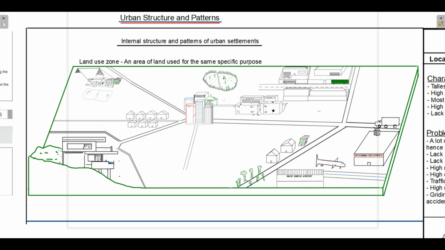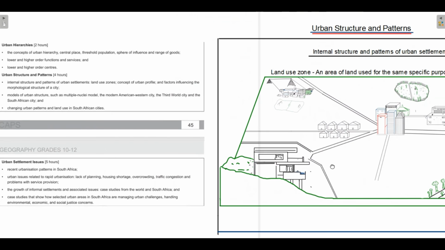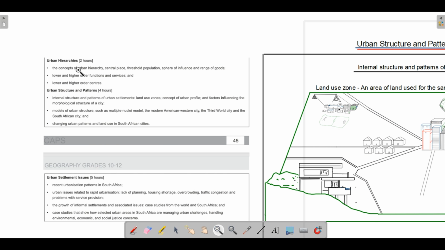Good day, grade 12s, and welcome to another episode of the grade 12 Settlement Geography CAPS series. Of course, by the looks of this presentation, we can tell that in this video we are definitely going to be looking at urban structure and patterns. So, let's go to our CAPS document and zoom in.